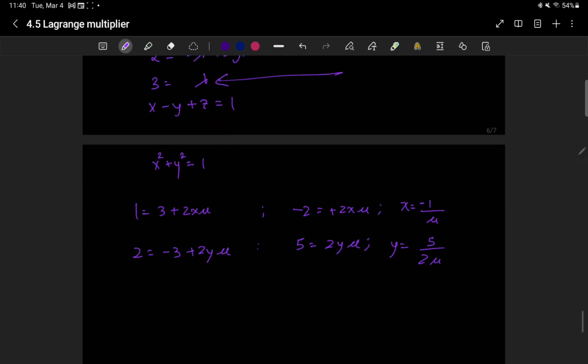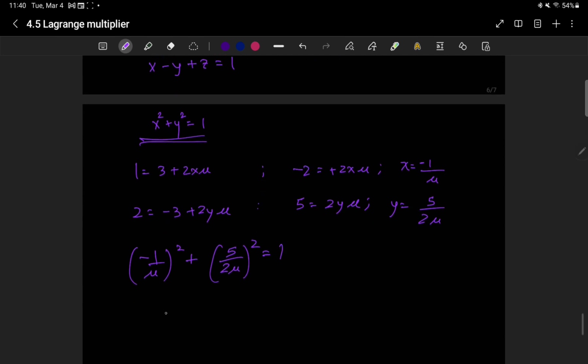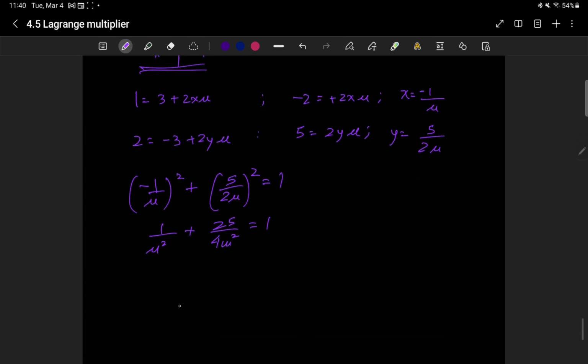Now you can plug this into this last equation for x squared and y squared. So 1 over mu squared plus 25 over 4 mu squared equals 1. Common denominator is 4 mu squared. It's 4 plus 25. 4 mu squared is 29. So mu is plus minus root 29 over 2.